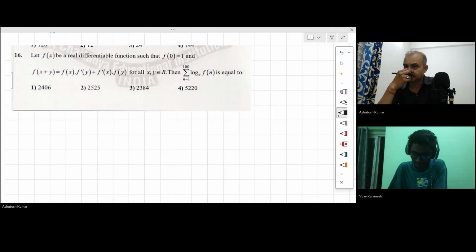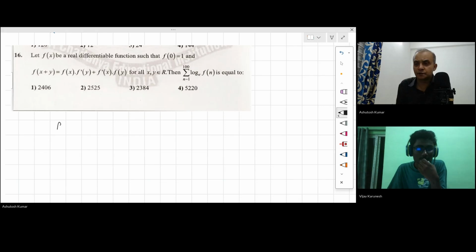Then, since we know f of 0, maybe substitute x and y both 0, sir. We could substitute x and y both 0. Then what do we get? Suppose you are substituting x and y both 0. So we get f0 is equal to f0 into f dash 0 twice, correct?